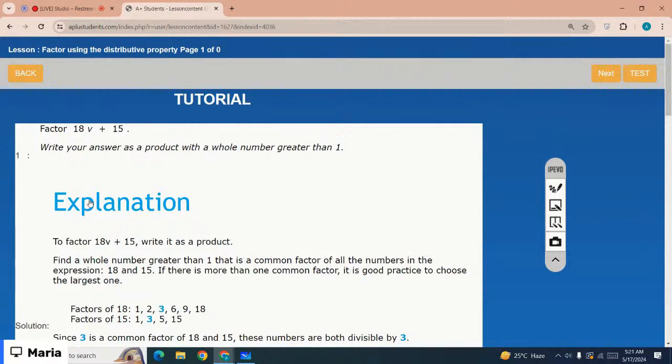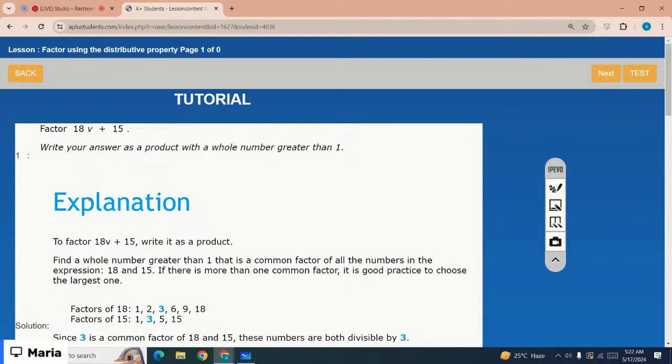Factor 18v plus 15. Now you have to go the reverse way. That is exactly the opposite of the lesson we just did, right? Earlier we had it in the bracket form and you had to multiply them. Now you are given the expression, and you have to write it in the bracket form, right?